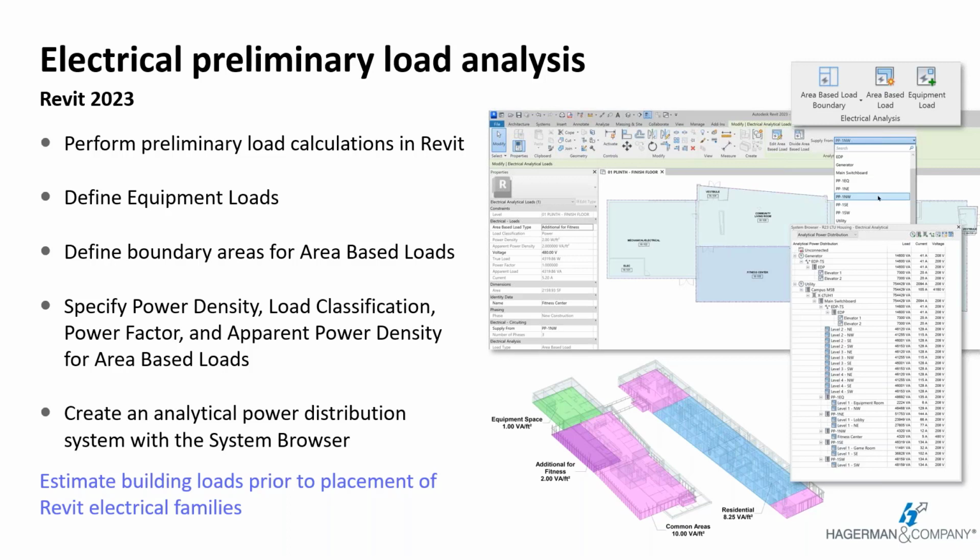Let's see what else we got here. You can define equipment loads for your conceptual distribution systems using this new analytical power distribution feature. That'll be found in the systems browser. Once you associate equipment loads with your analytical components, you can connect them to create an analytical electrical distribution system. And of course, you can schedule these, make a nice list, group, and sum the conceptual loads for both area-based loads and equipment loads. So nice addition here.